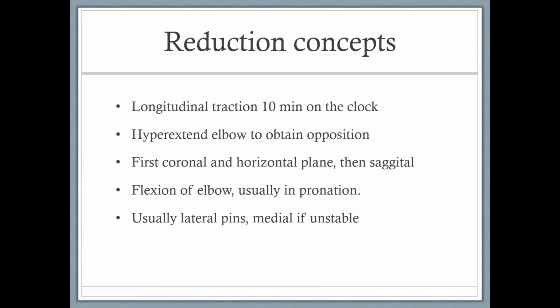We then hyperextend the elbow to try and obtain apposition. Having gained that catch, we would then reduce the fracture, first in the coronal and horizontal planes, and then the sagittal plane. Thereafter, flexion of the elbow, and we usually at this point pronate it, which locks the fragment in. Our registrars will then use elastoplast to maintain that reduction so that it frees up their hands, as our sisters are very reluctant to touch patients. And then we'll talk a little bit about pins, but our preference at the moment is lateral pins, 1 medial if necessary.